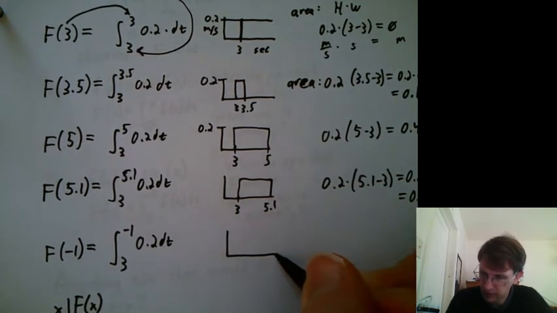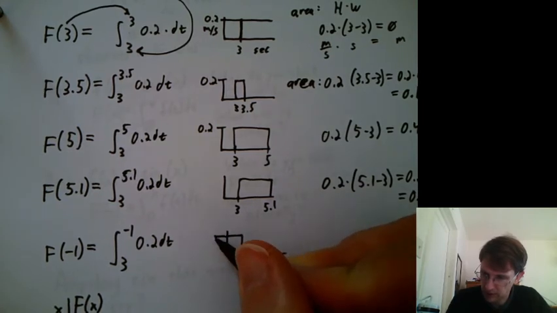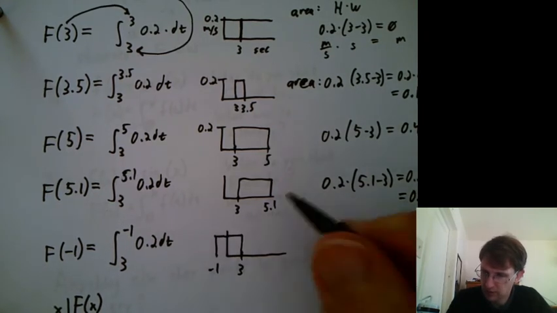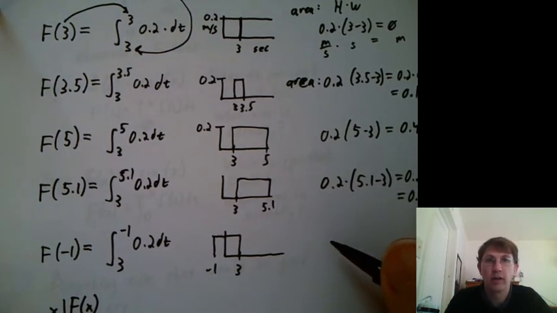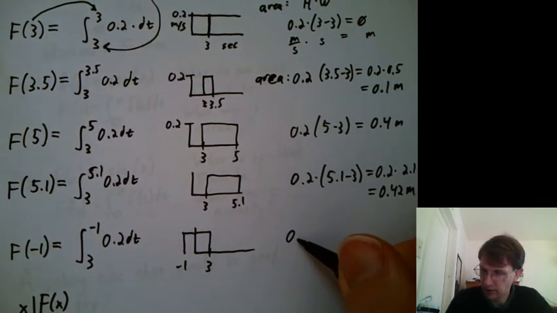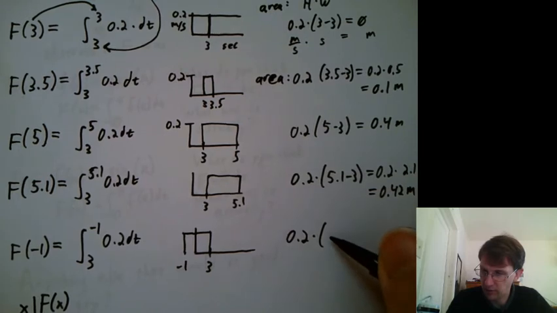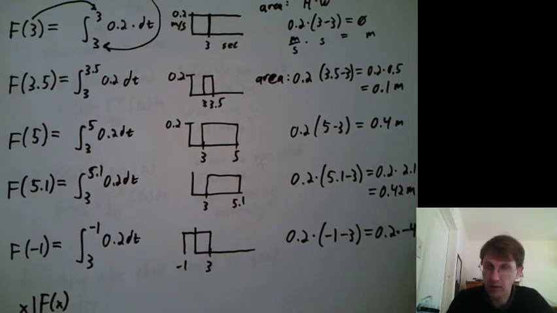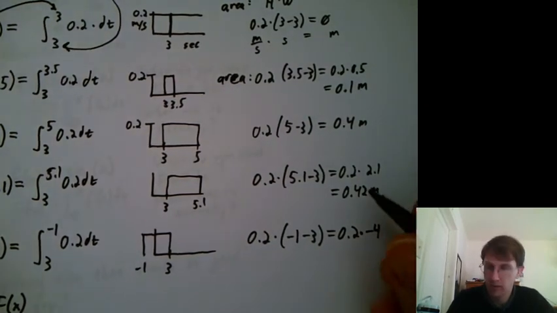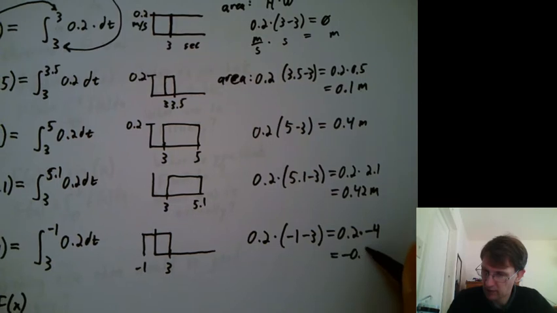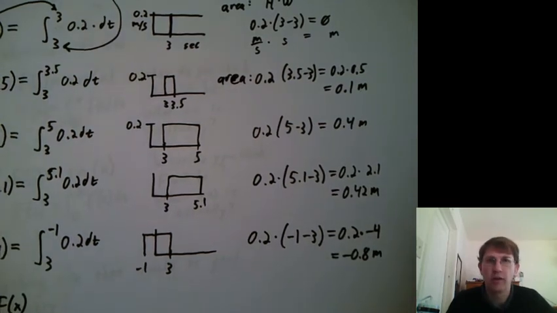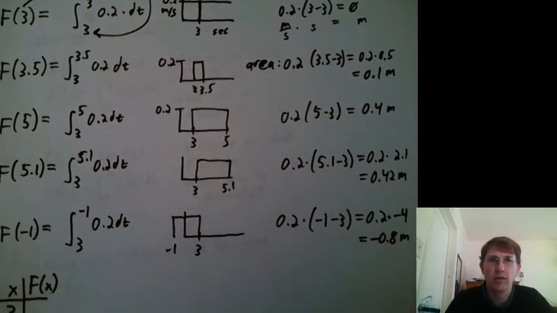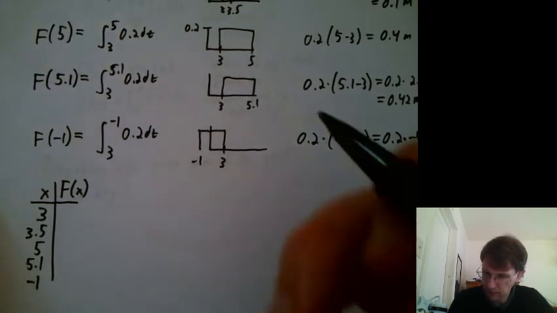So what's going on there? We're saying from 3 back to -1. So what's our cumulative area so far? It'd be 0.2 times -1 minus 3, which is 0.2 times -4, which would be -0.8 meters. So let's see if that ends up making sense.